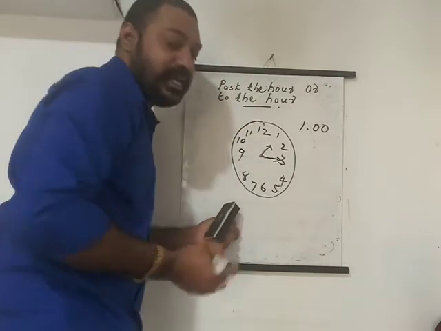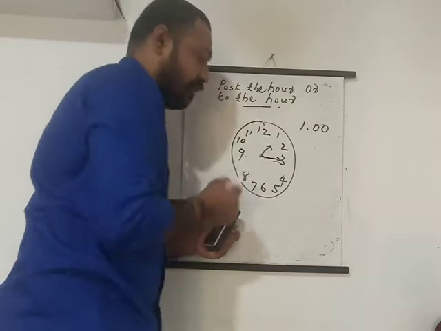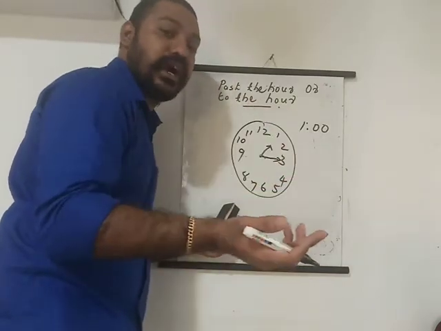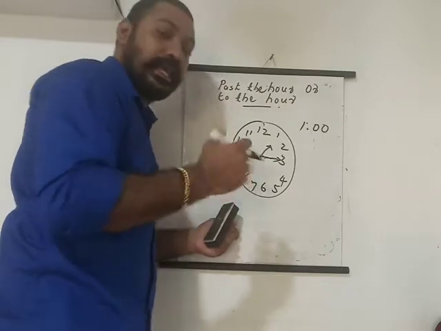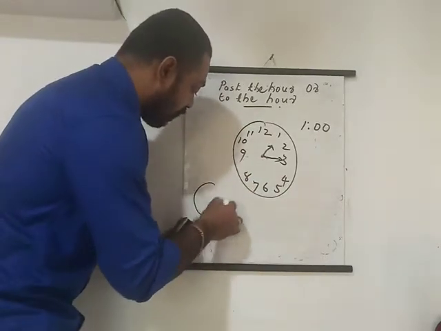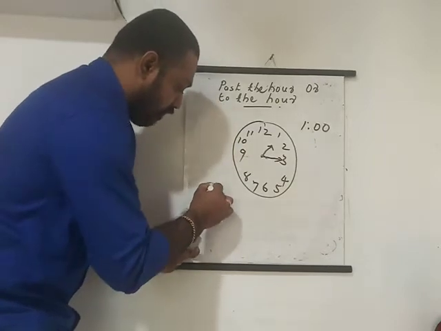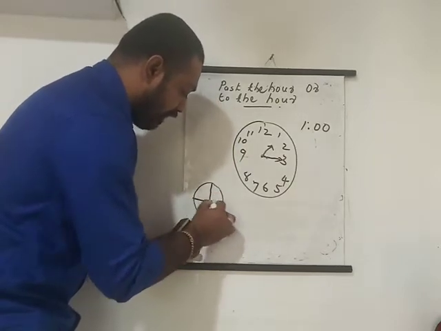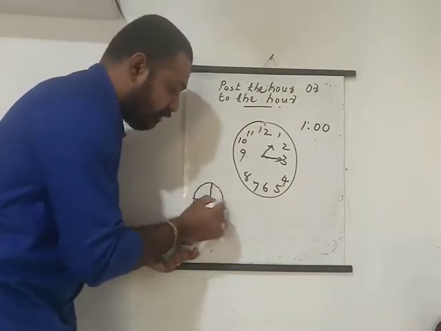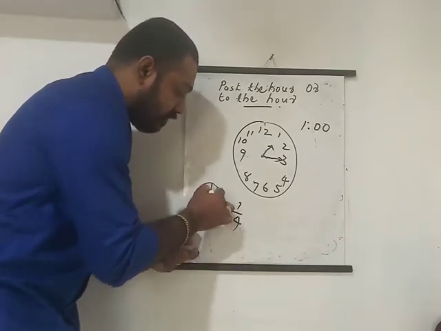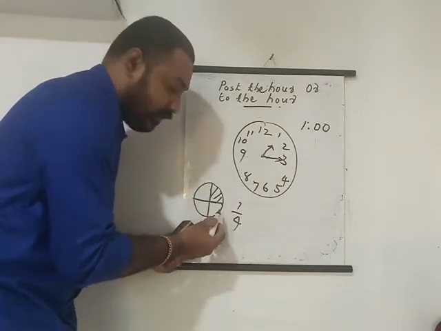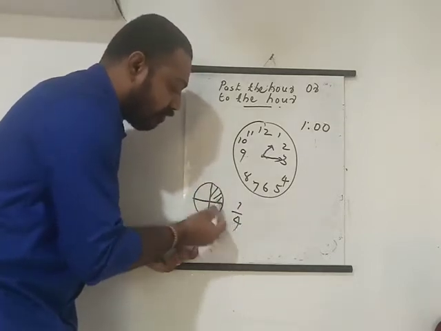If the minute hand is on 3, 6 and 9, we will read it as what? A quarter, half and three quarters. Okay, like that, we know how it is becoming the quarter. You can see that this is a circle. If in the circle we are dividing it into 4 parts, this is 1 by 4 of this one, isn't it?